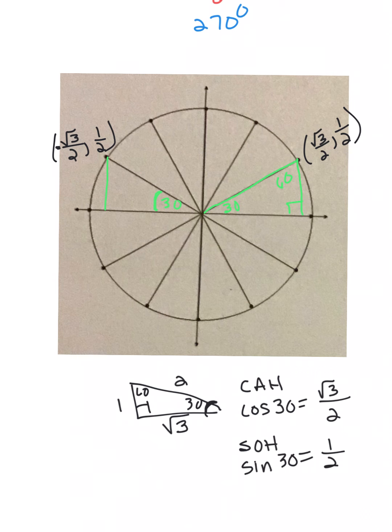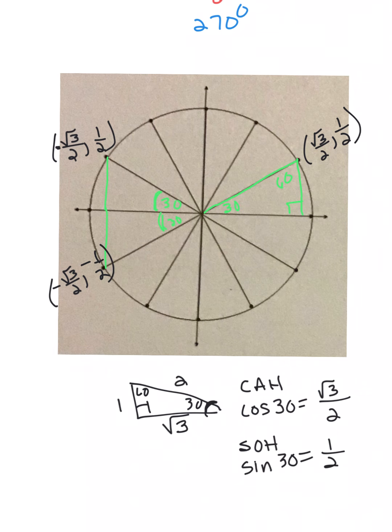If we go down into the third quadrant, we have another 30-degree reference angle right here. So we have another 30, 60, 90. The order of our coordinates is going to stay the same, but when you are in the third quadrant, both of them must be negative. So the x-coordinate is the cosine of 30, negative square root of 3 over 2. The y-coordinate is the sine of 30, which is in the third quadrant, negative 1/2.